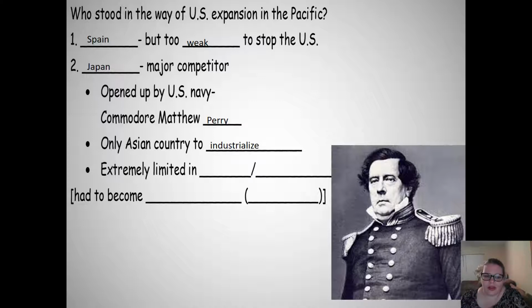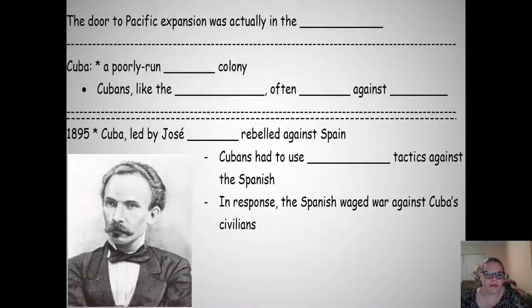Now, the problem Japan has is it's an island, and it's not a particularly big one. So they are extremely limited in their resources and raw materials. So for Japan to function as an industrialized society, they had to become imperialist. They had to take colonies. They had to make those extractive economies we talked about in class today. Okay? Now, that was the review.